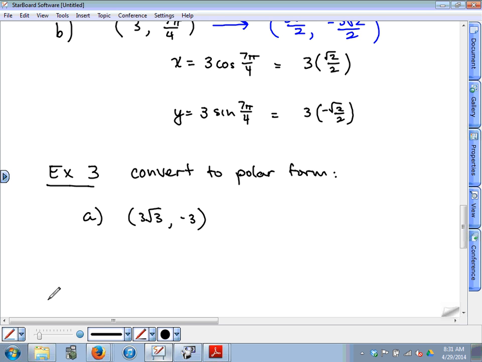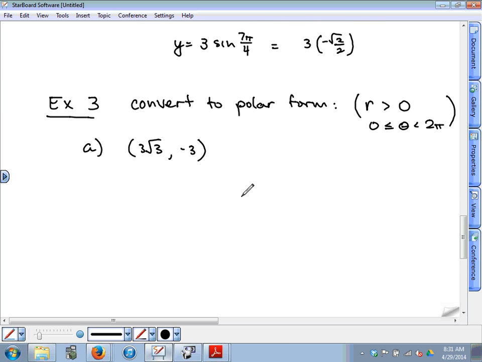Oh, hold on a sec. Just to follow the directions of your book, they would say this in parentheses: r needs to be greater than 0, and they would also say that theta needs to be between 0 and 2 pi. That's how they would say that. Well, let's actually do this one together.